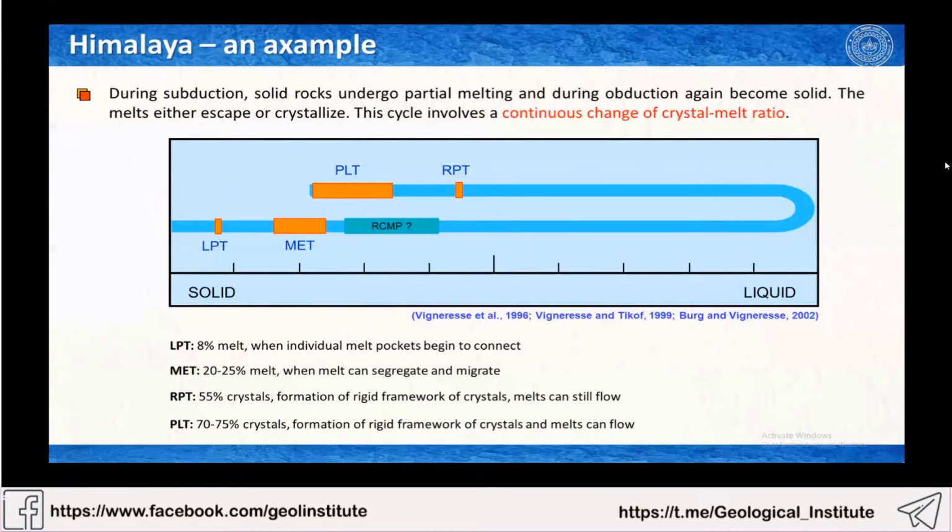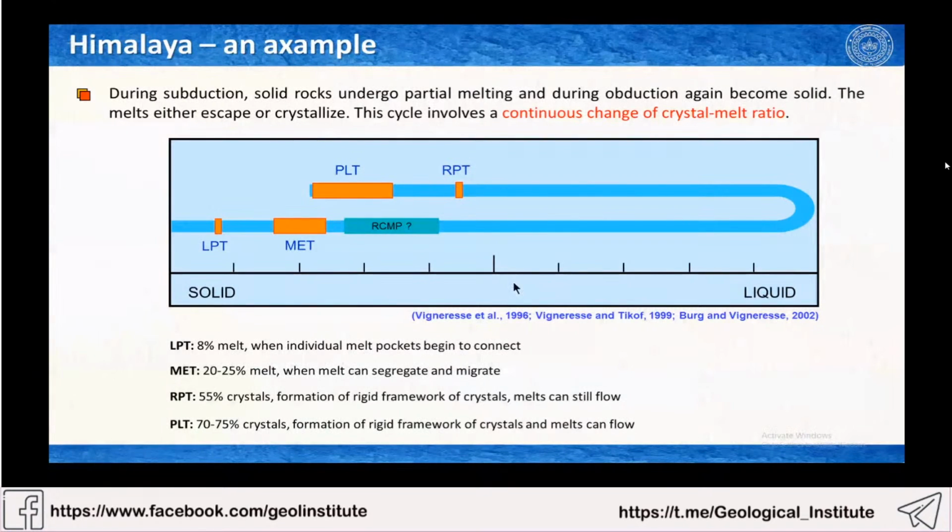Before that, let's have a look at what people have done so far. This is not a very new question that we are going to ask. We know that in subduction, solid rocks undergo partial melting, and then in abduction they again become solid. So you can think that this is a cycle. From here to here, Vanderhaeghe, Tikoff, and Gould proposed percolation thresholds based on the crystal-melt ratio in the system. They have proposed LPT, MET, RPT, and PLT.